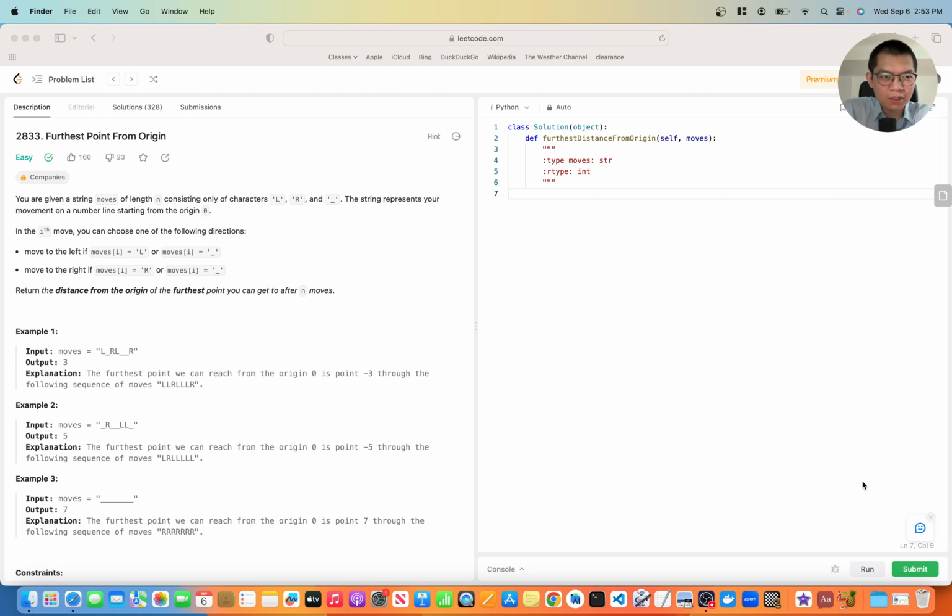Today let's try to solve LeetCode number 2833, furthest point from origin. This is an easy problem. Let's get started.